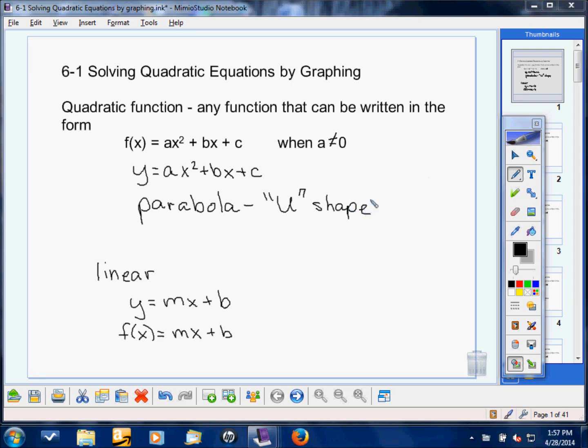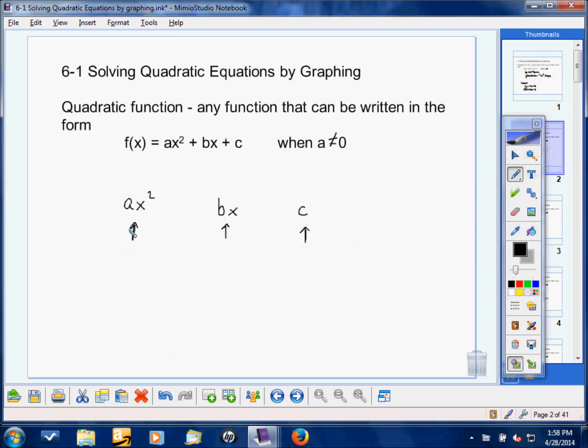Review from Friday. We had been working on taking a look at what a parabola was, what a quadratic function was. And we said that a quadratic function was any equation basically that has a squared term in it. It gives a basic U shape.